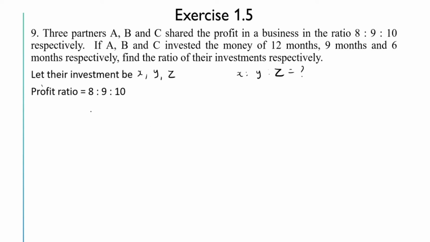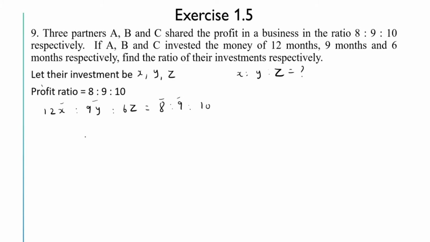They have given the profit ratio as 8:9:10. How do we usually calculate the profit ratio? We calculate the profit ratio as the investment made into the time period. So A has made investment for 12 months, B for 9 months and C for 6 months. So what we have is 12x is to 9y is to 6z is equal to 8:9:10.